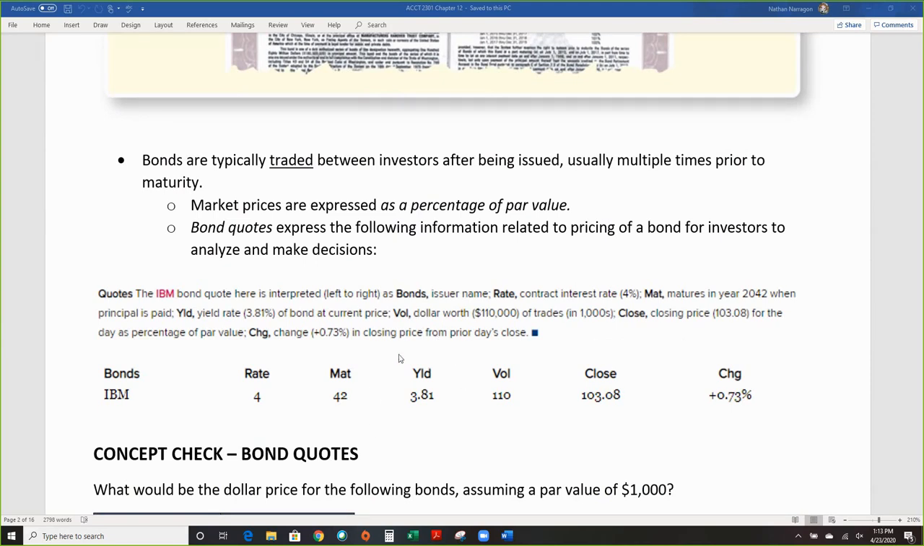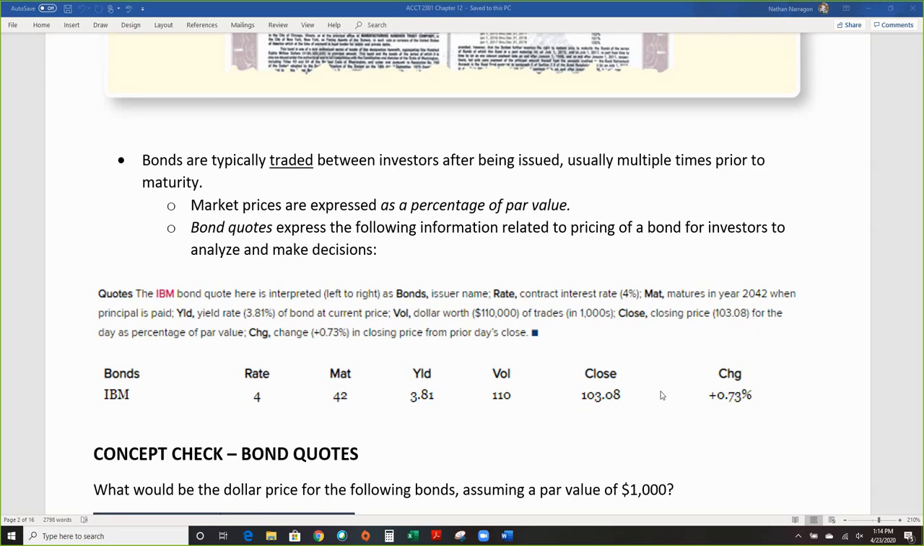Right now, the yield is basically how much money is the bond yielding? Is it good or is it bad, kind of thing. Right now, this one is still a good bond. And you have the volume, which again is how much is the bond or how much dollars. And this one's going to be 110,000.